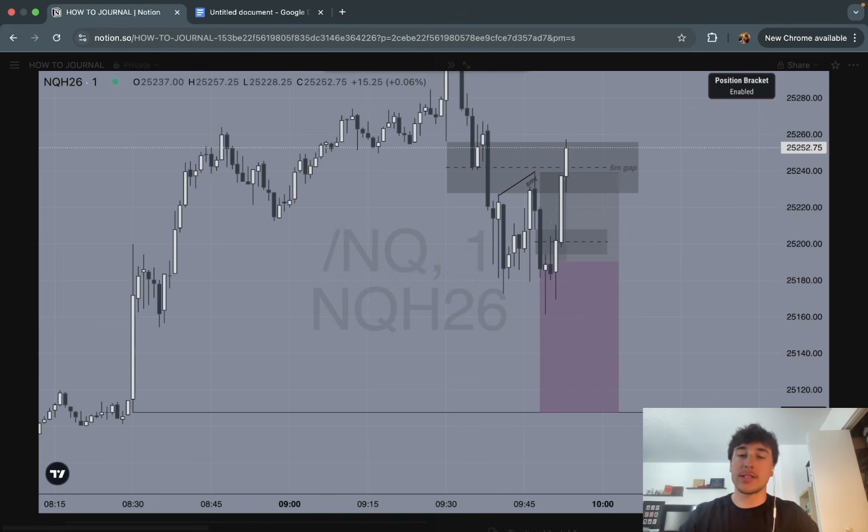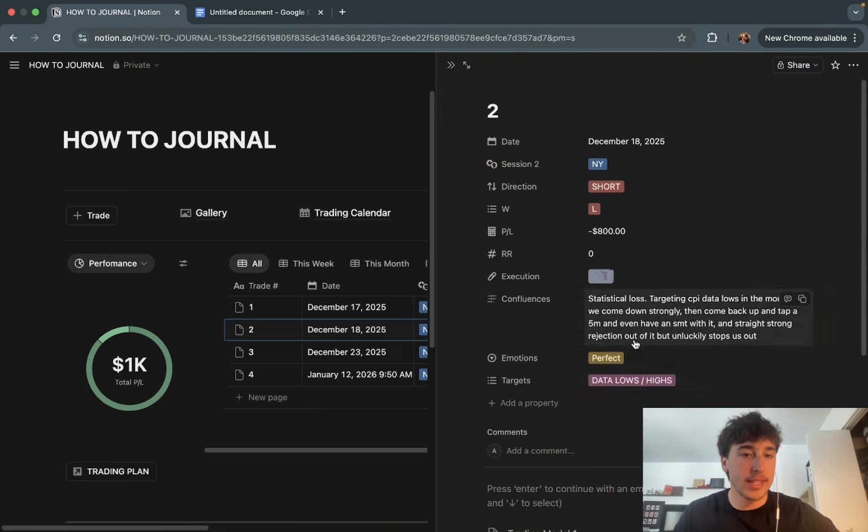I was like, okay, if this loses, I'm 100% A-okay with this. As you can see, we tapped this 5-minute. We just seem to be dumping the data lows here, which is a very strong draw on liquidity. Tapped the 5-minute, instant rejection of it. I guess I could have gone break even on this, and looking back, I definitely should have. So this could be a break even trade. That's something you could write down here.